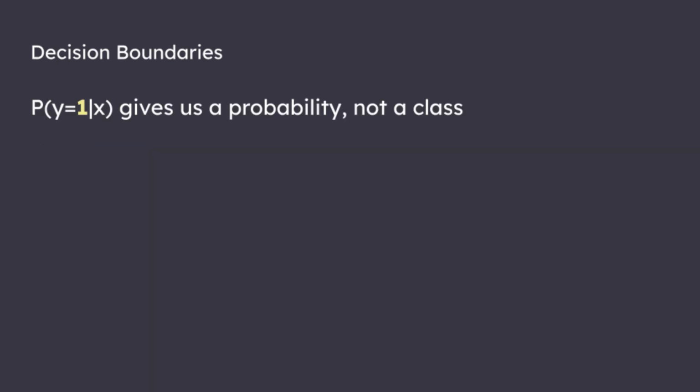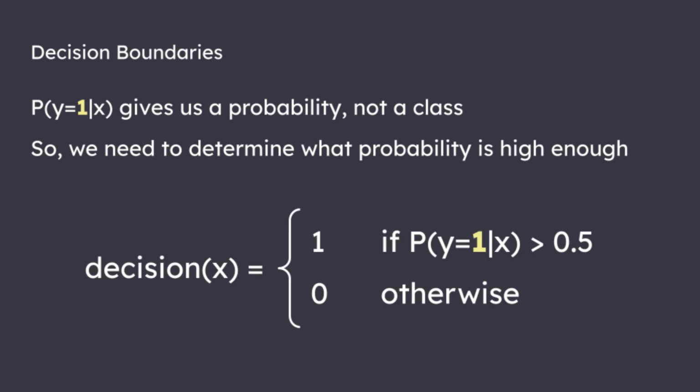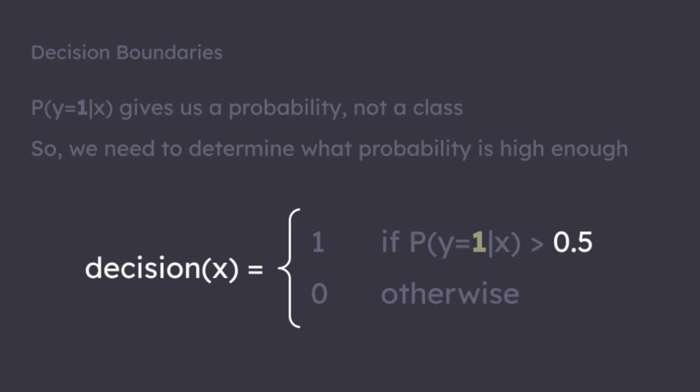Finally, we need a decision boundary. When we calculate the probability of the class being 1 given the input vector X, we get a probability, not an actual class. So, we need to determine what probability is high enough to actually assign a class of 1. In this example, we will set the decision boundary to 0.5. That is, if we get a probability higher than 50%, we will assign the class to be 1. And if the probability is not greater than 50%, we assign the class 0.